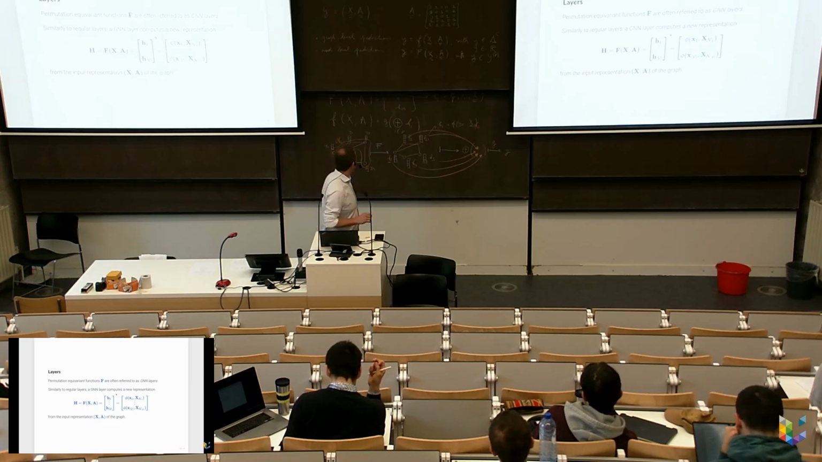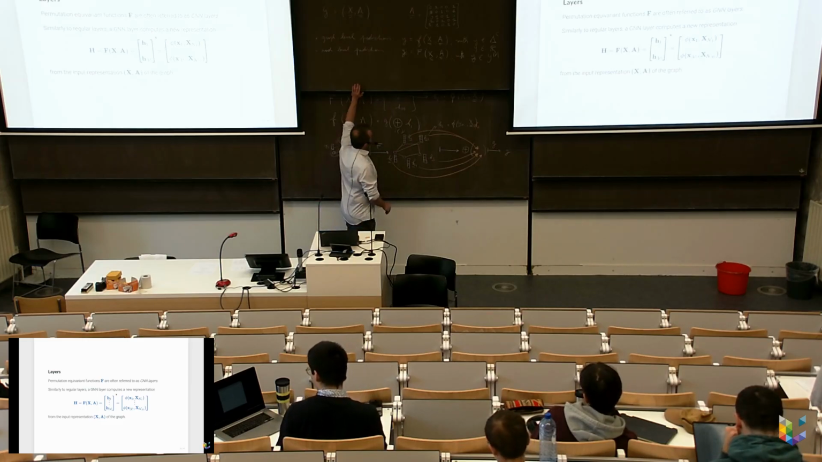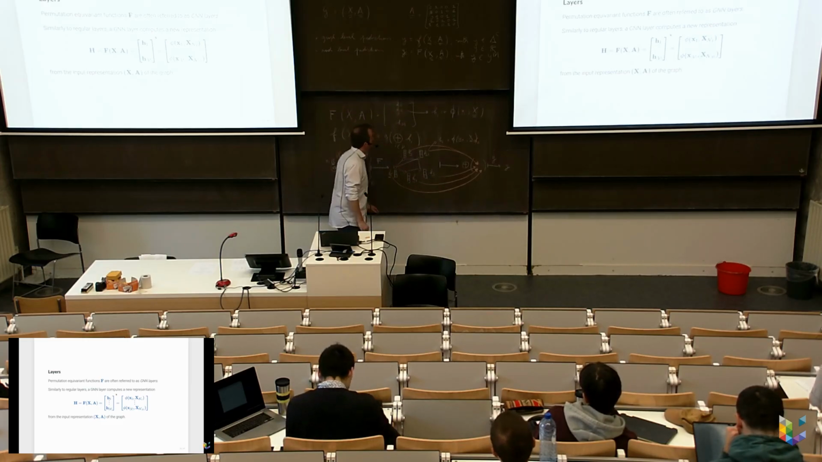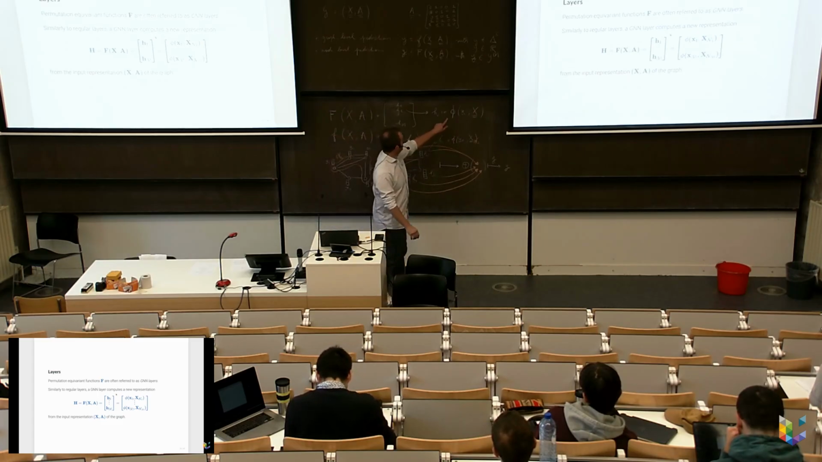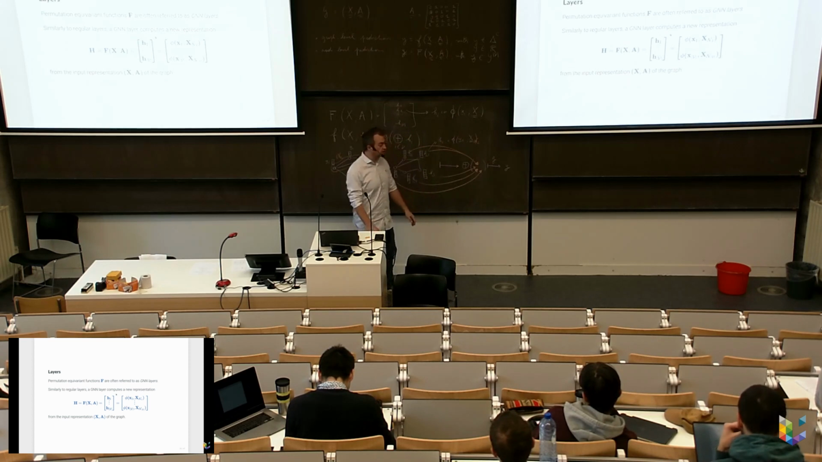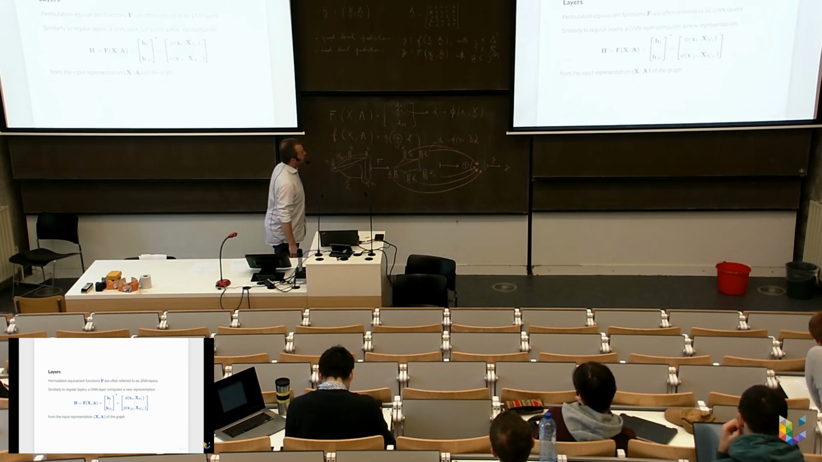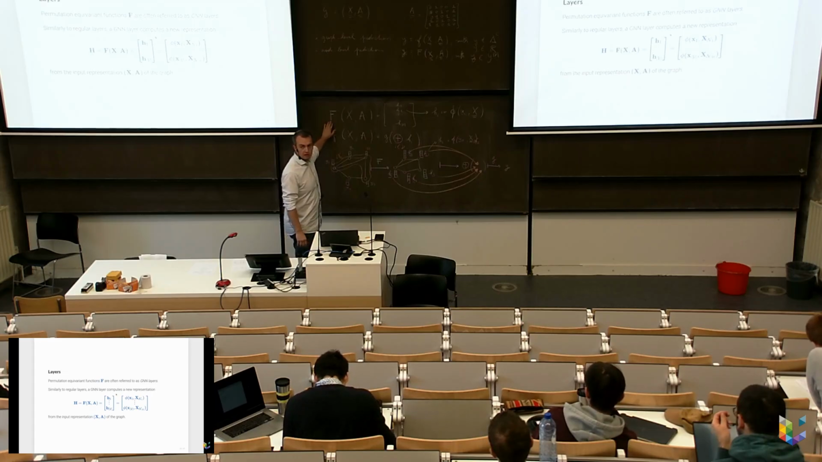All right. So what we have defined already, even though we have not yet defined how we implement phi, but assume some implementation, is what I call a layer or a graph neural network layer: this capital F function.